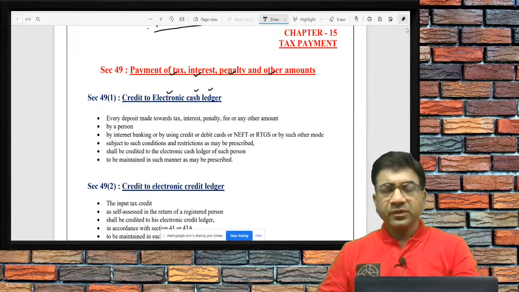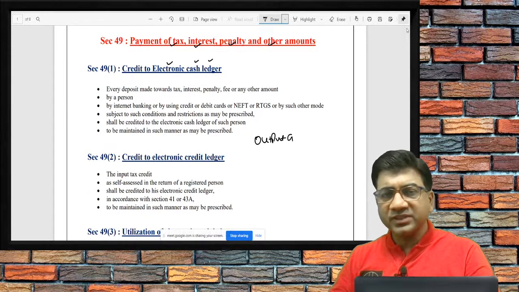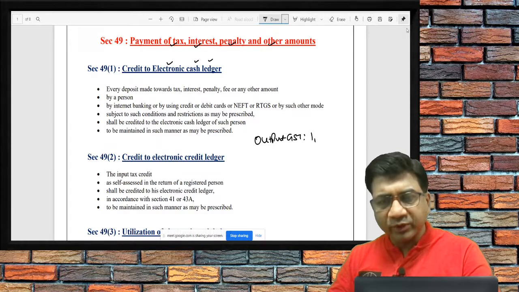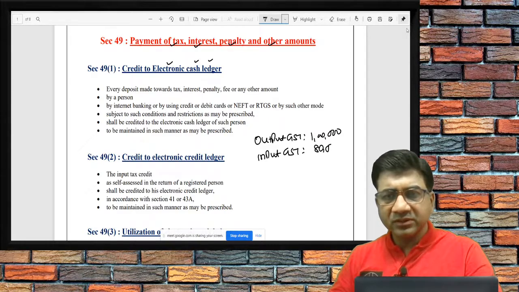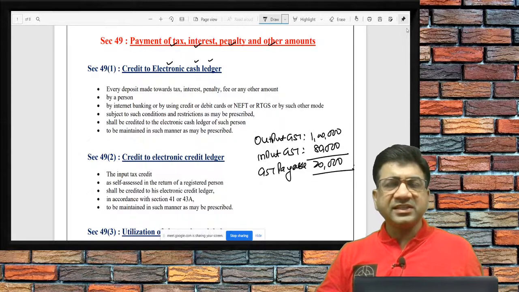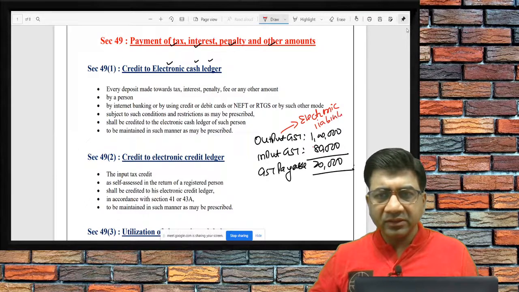As you know, our output GST is assumed to be 1 lakh. We claim input GST as credit of 80,000, and then GST payable is 20,000. This output GST is reflected in the electronic liability register.